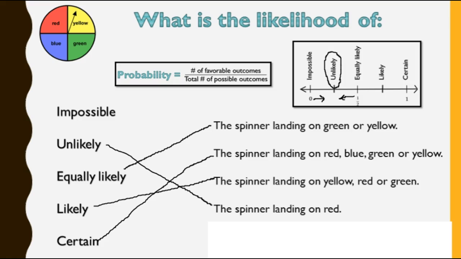All right, so now the last example. What if I said this, what's the probability of the spinner landing on purple?